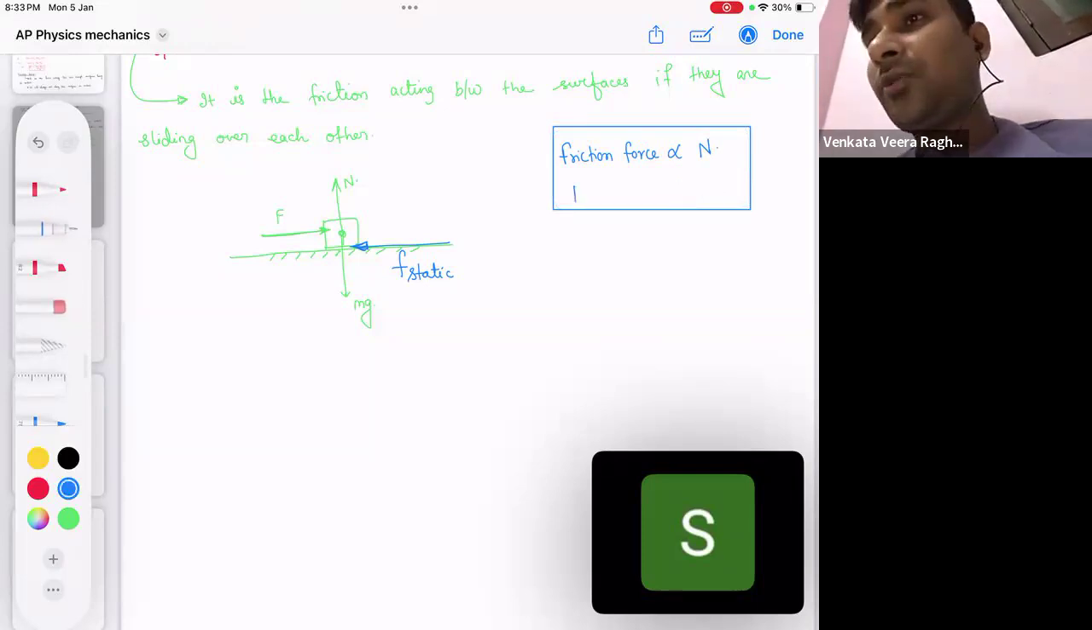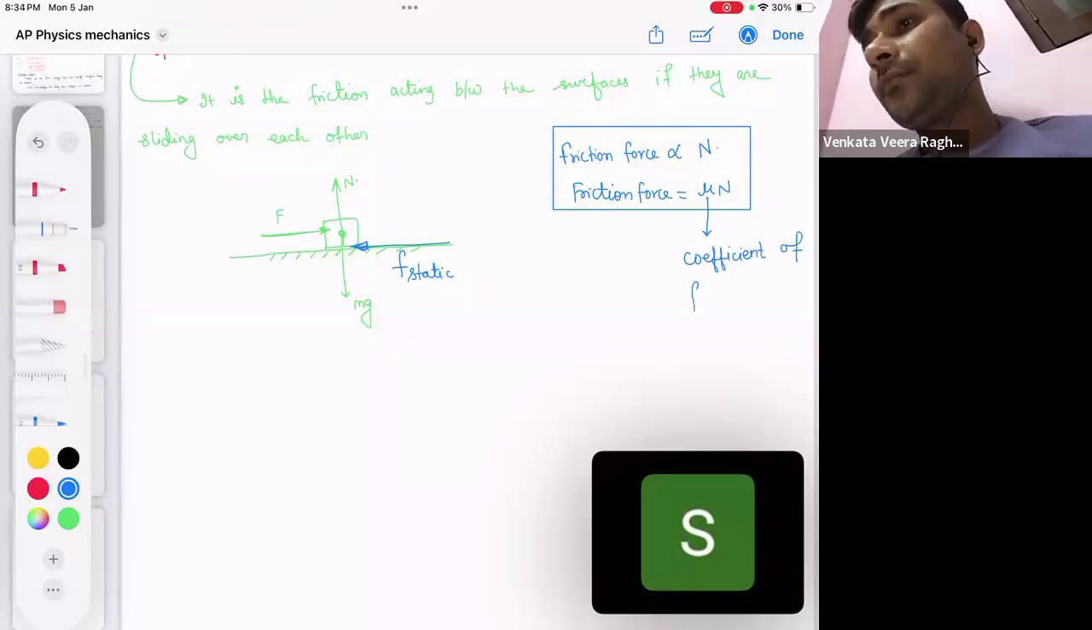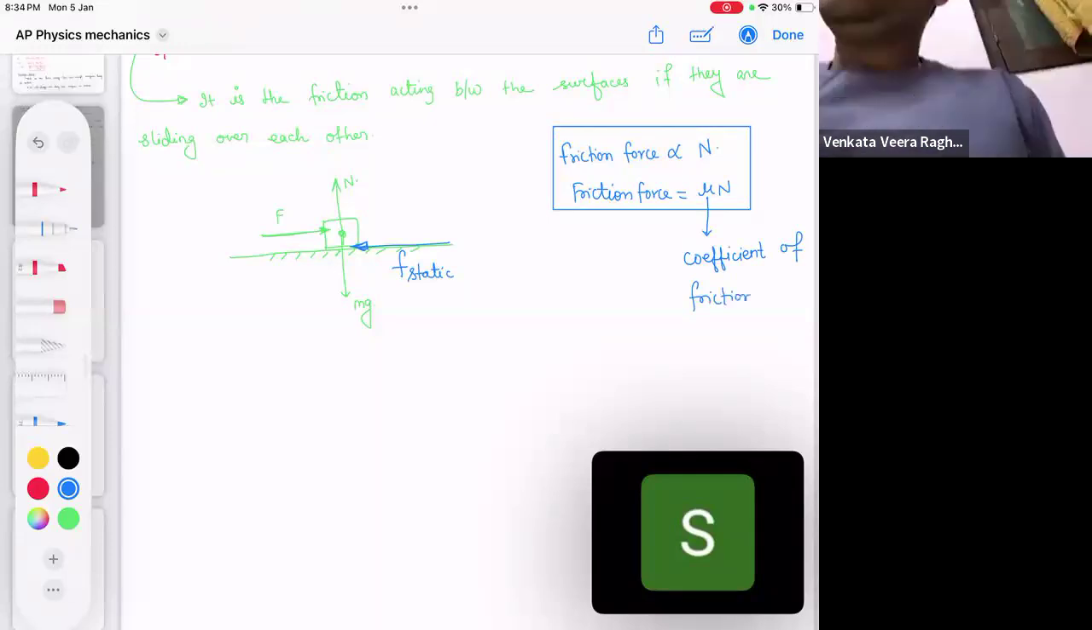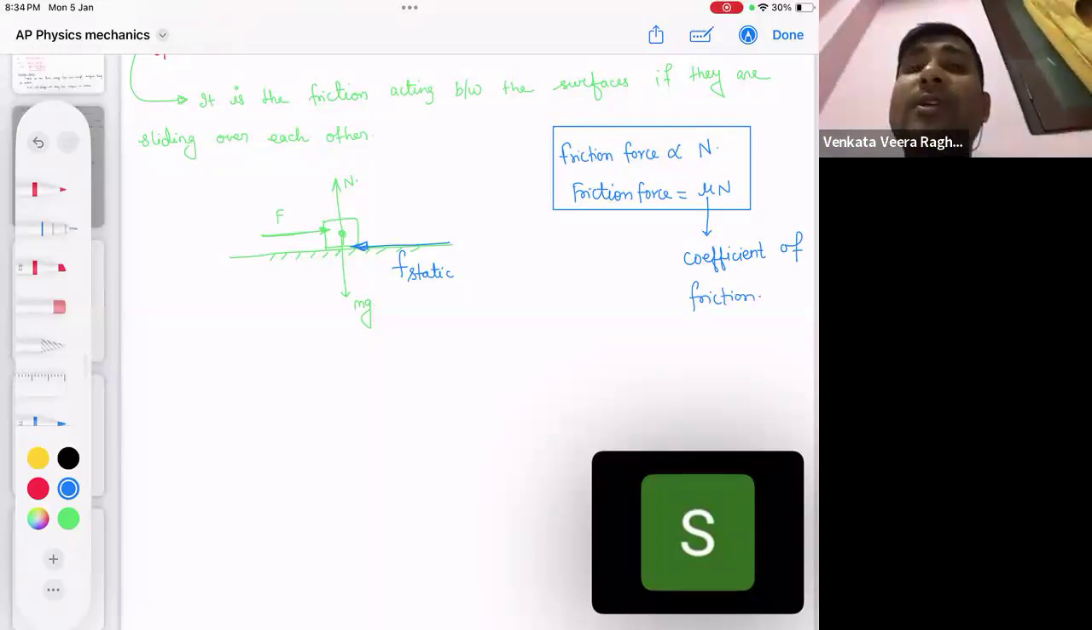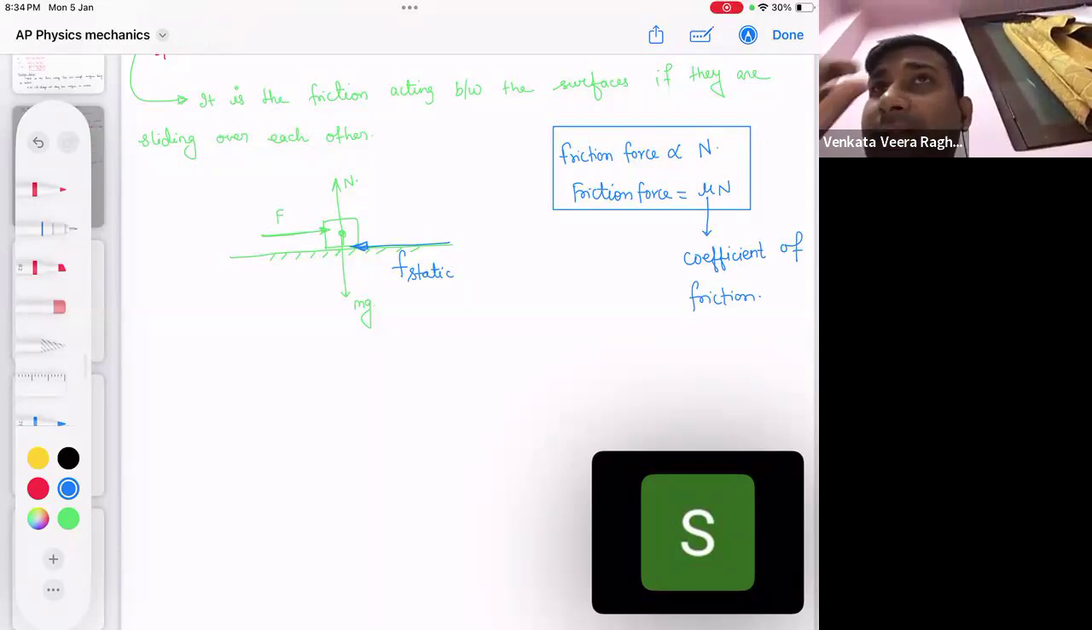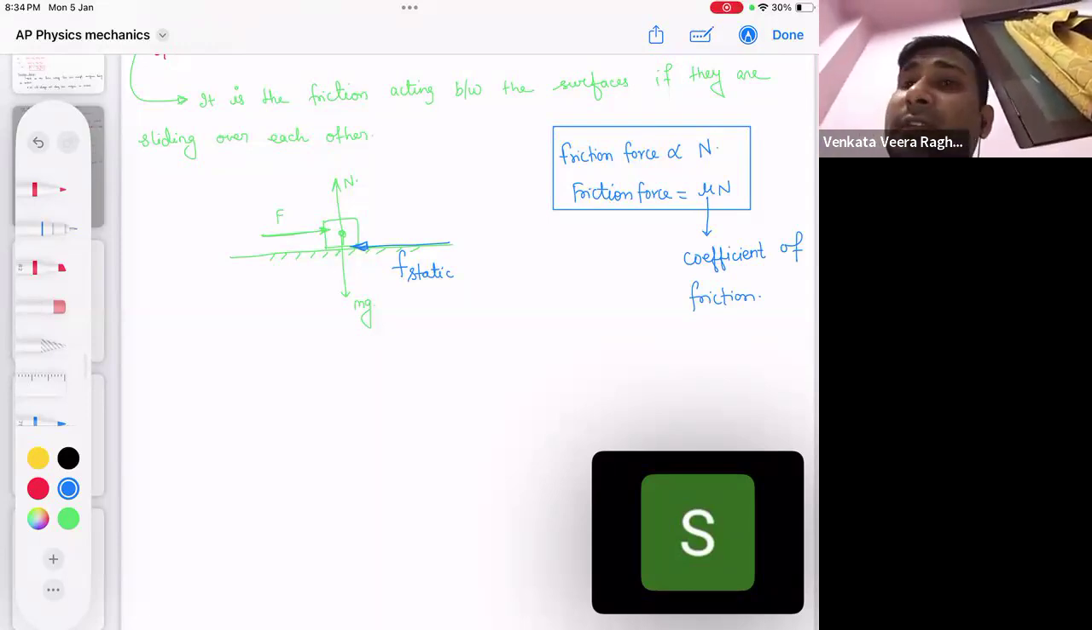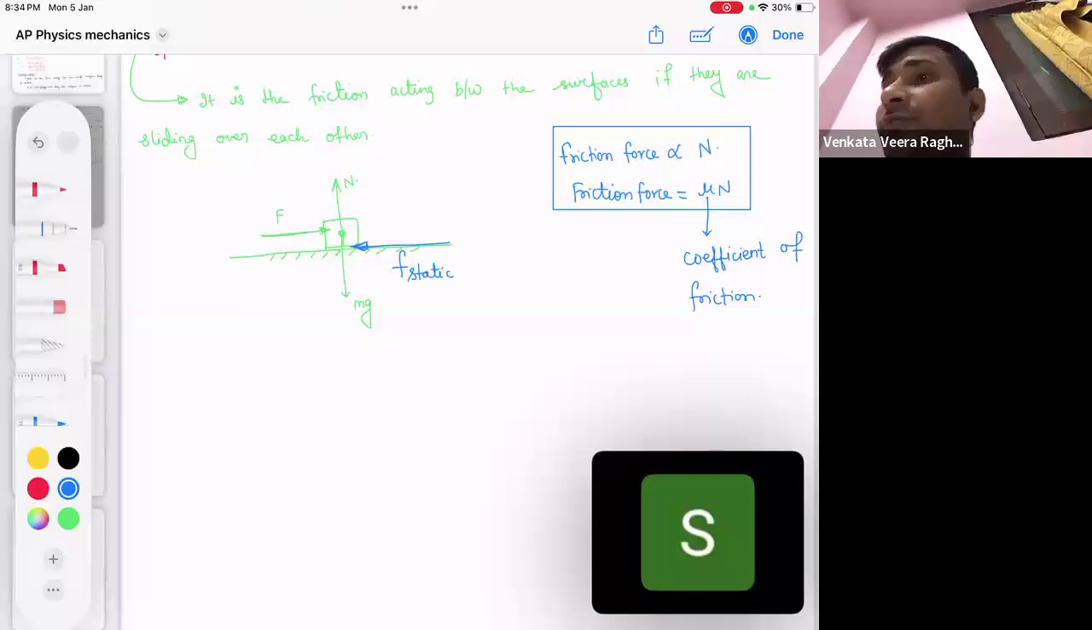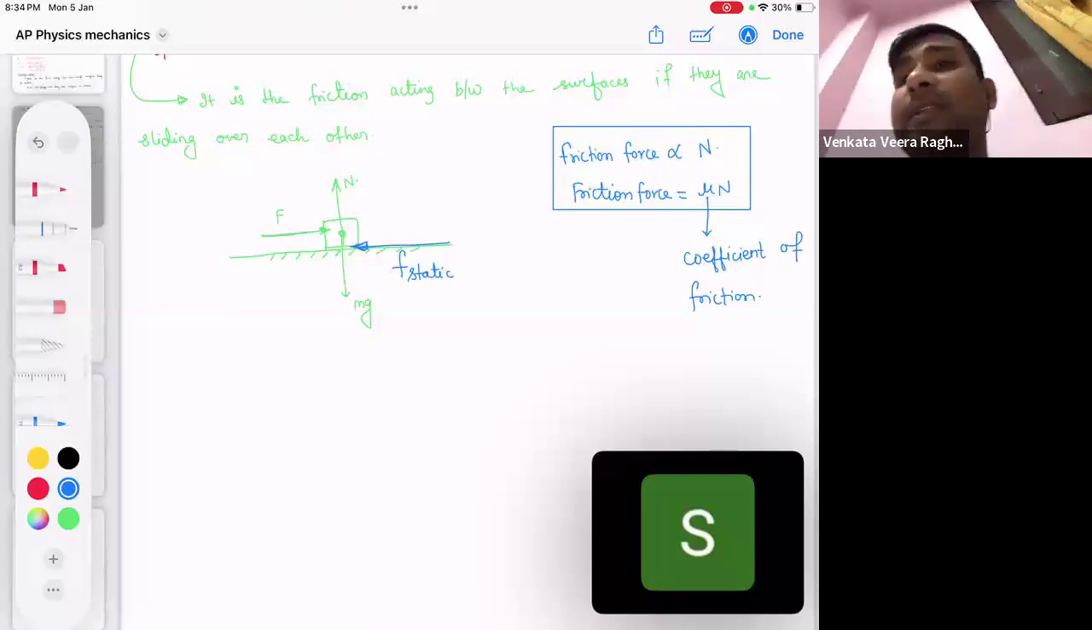So the friction force, if you want to write it, will be equal to mu into normal. What is this mu called? This mu is called the coefficient of friction. The coefficient of friction is decided by how rough a given surface is, that is, the roughness of the surface on which the other object is kept. So the friction force depends on two factors: the coefficient of friction and the normal acting.